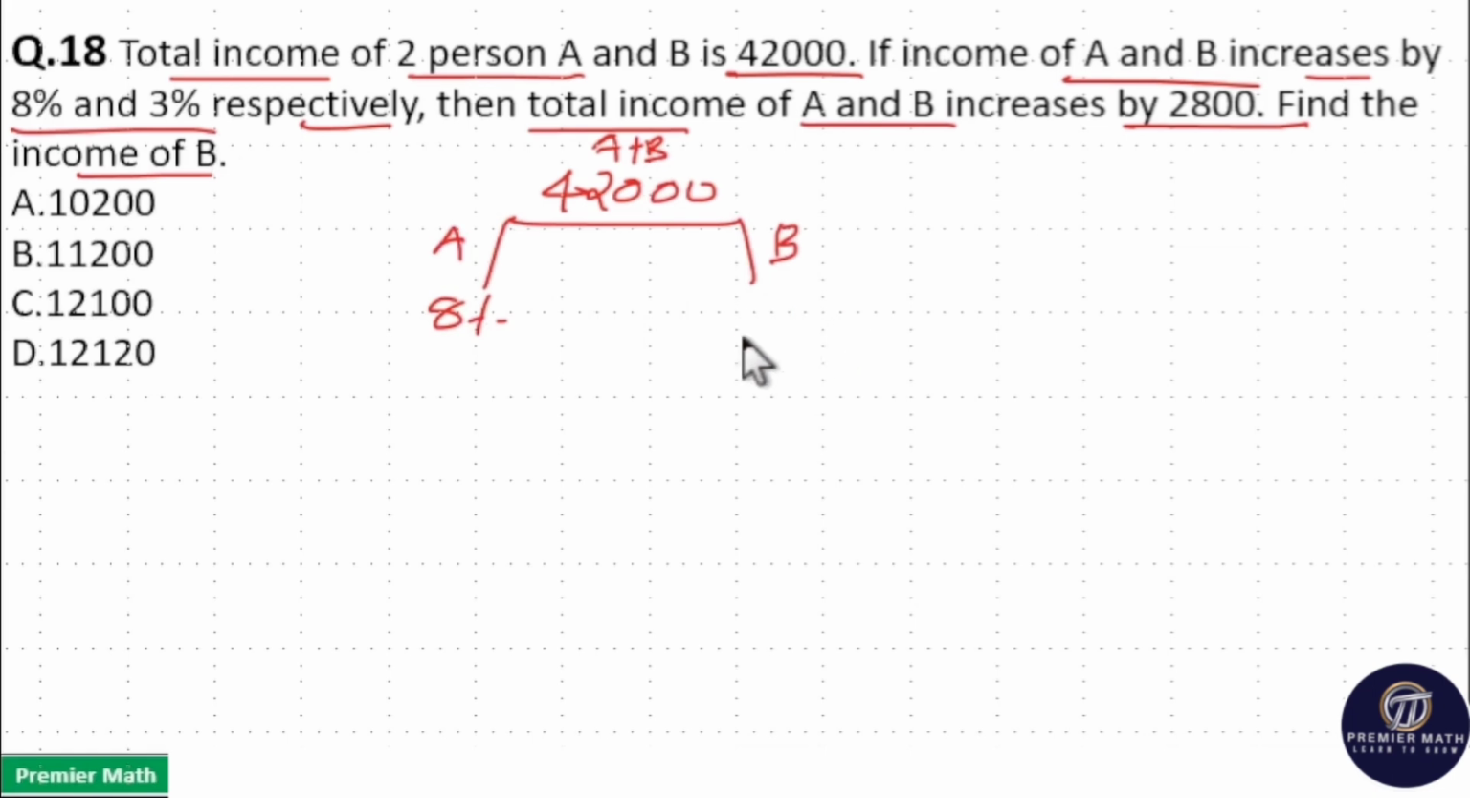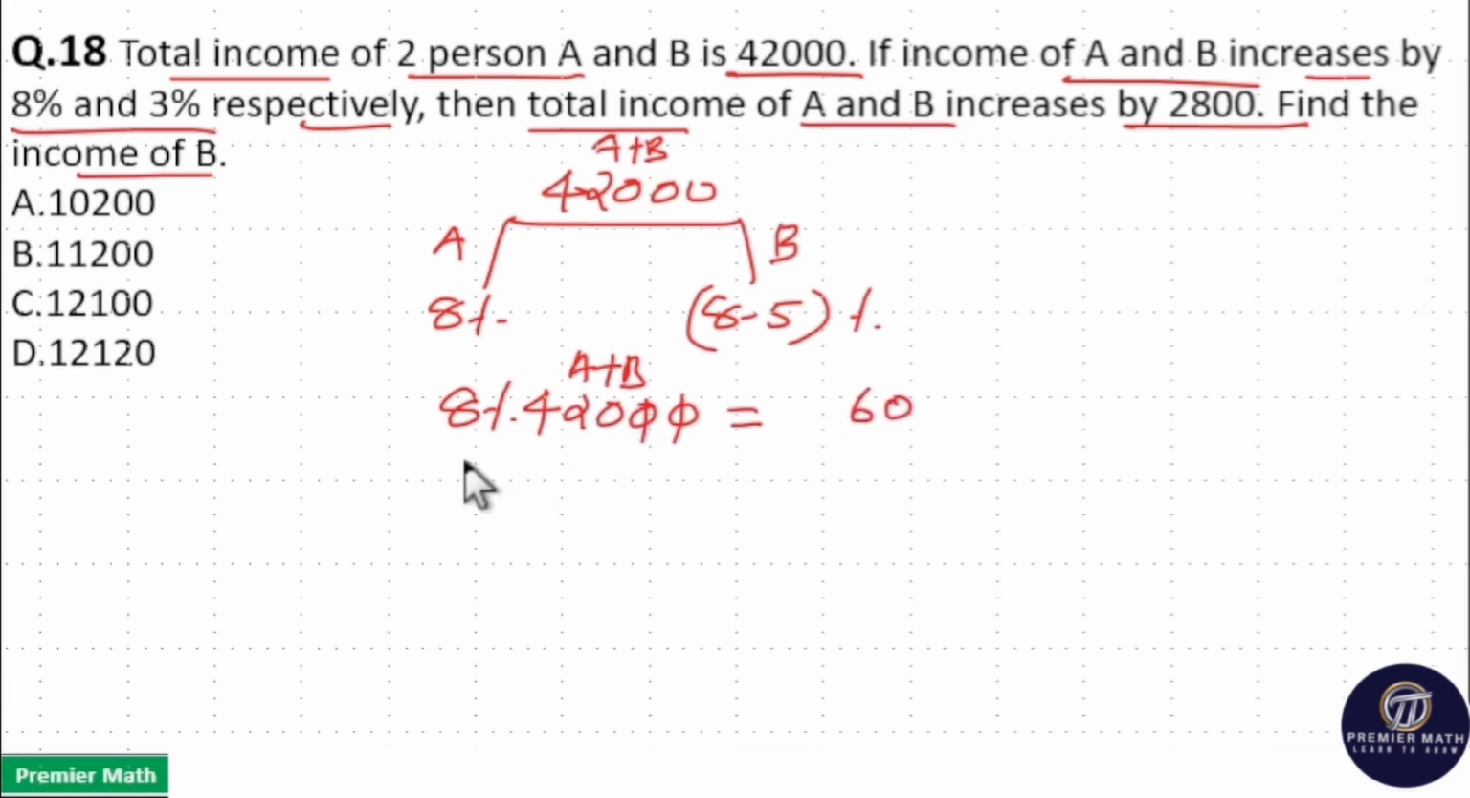I will write 3% as 8 minus 5%. That is, I have to take this 8% common. That is, here 8% of A plus 8% of B is equal to 8% of A plus B. A plus B is 42,000. Now take 8% of 42,000. 1% is 420. The net percentage is 8 into 420. So this is equal to 8 into 2, 16. 8 into 4, 32 plus 1, 33. So here 8% of A plus B is equal to 3360.